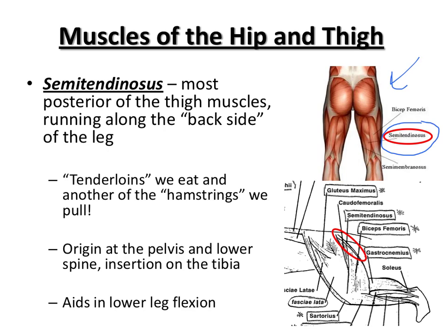Now, this originates at the pelvis and lower spine and inserts down on the tibia. And so it just runs here right along the back of the leg. This will help your leg to flex, meaning that if you're going to raise your heel up towards your butt, that's the motion that the semitendinosus helps you do.